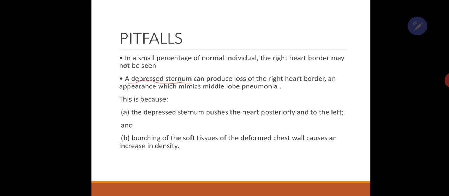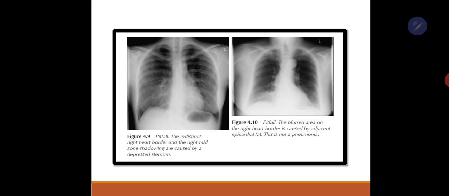This is because the depressed sternum pushes the heart posteriorly and to the left, so the right heart border is lost. Bunching of the soft tissue of the deformed chest wall causes an increase in density. Pitfall: the indistinct right heart border and the right mid-zone shadowing are caused by a depressed sternum.